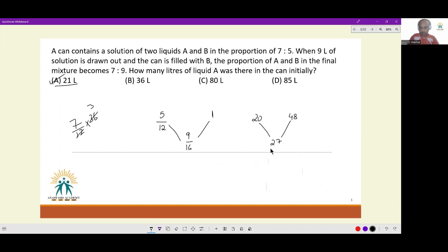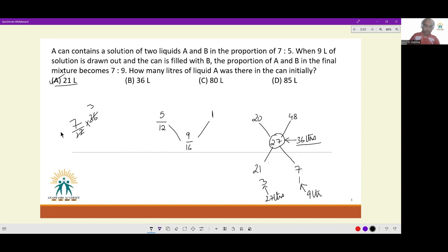Now see gap wise again. This will be 21. This will be 7. The ratio is 3:1. This 1 liter is told to us as 9 liters. So this 3 will be 27 liters, or the final volume that we have is 36 liters.